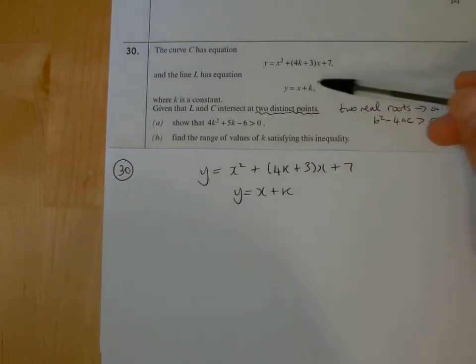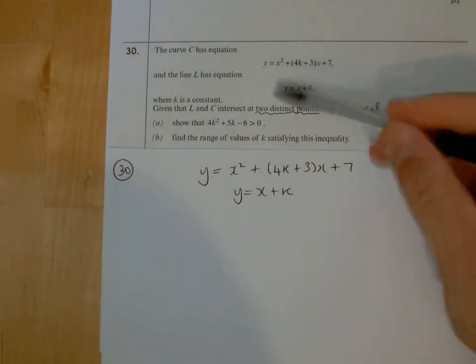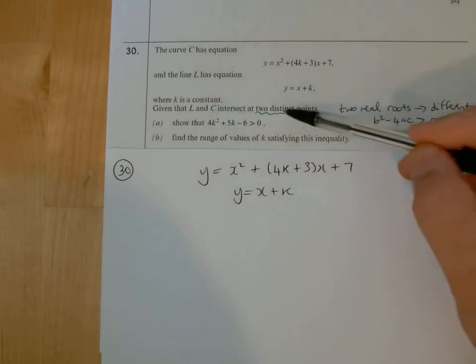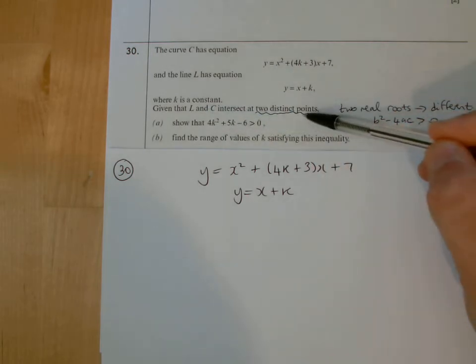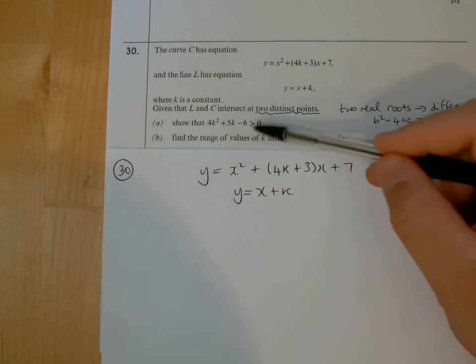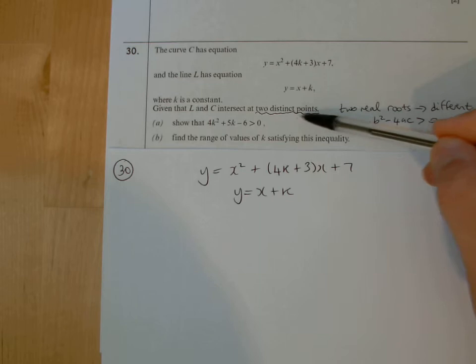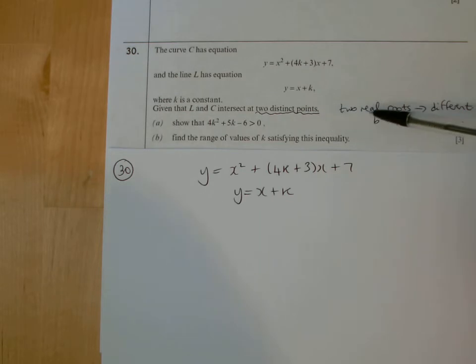Okay, so we've got a curve, which is a quadratic here, and a line, and it says that they intersect at two distinct points. We've got to show that this inequality here is true. Now, when we see two distinct points, we think about two roots, and they're real roots, and distinct, of course, means they're different.